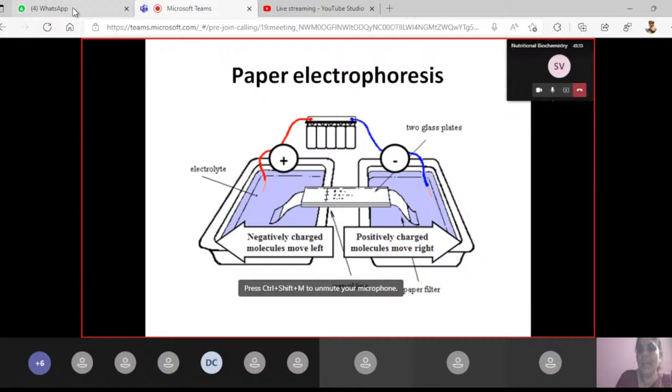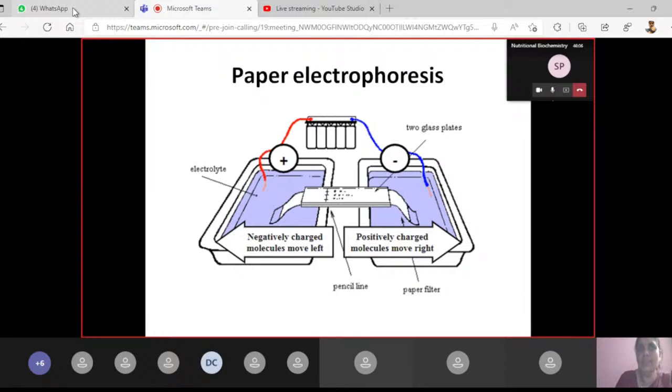So what are the two parameters deciding the movement of the molecule? Based on size and the amount of the charge. Yeah, based on the charge and the size, they will start moving. So they will get separated. So you have a mixture of proteins, a mixture of amino acids. Each amino acid is different in their side chain. They're different in their size. They're different in their charge. So they will start separating based on their size and charge.